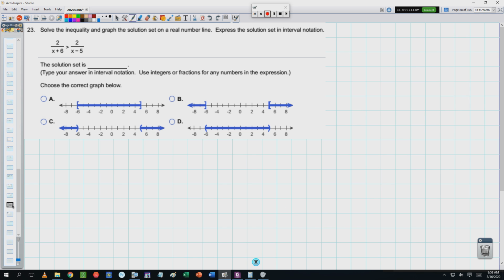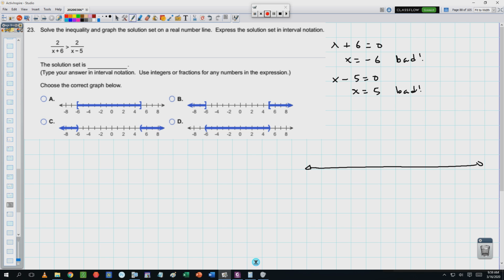Number 23, solve the inequality and graph the solutions. All right, unlike the last one, here I have some things that I'm quite concerned about. x plus 6 on the bottom gives me x is equal to negative 6. I'm worried about this. This one is bad. It's a domain problem. And the same thing with the x minus 5. x is equal to 5. This is a bad thing. So on our graph, 5 and negative 6 have to be open. Open circles because they are domain problems.